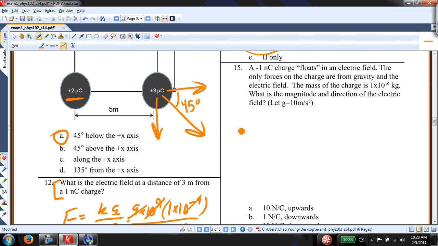Okay, let's see. We have a charge floating in an electric field. This is pretty much identical to a homework. I want to know what is the magnitude and direction of the electric field.